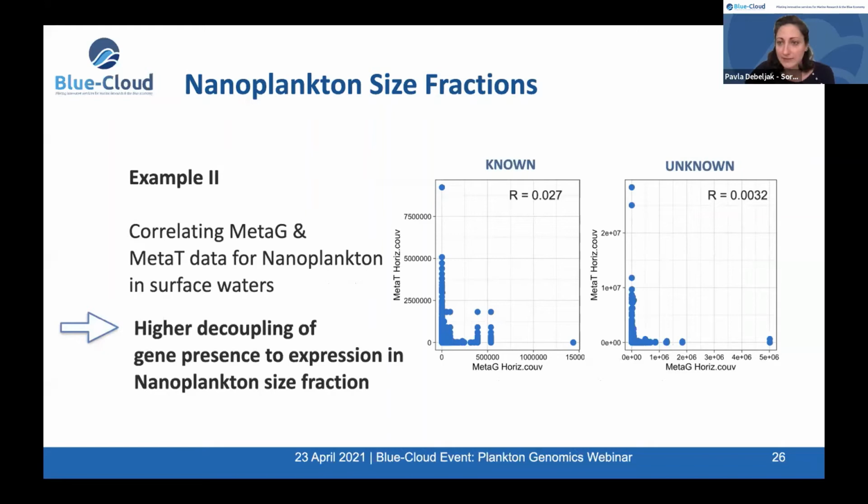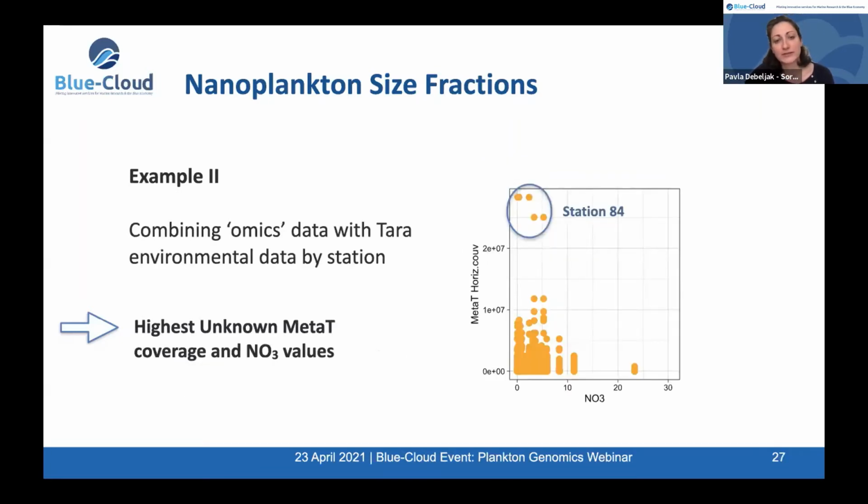So again, this is another point where this can be done for all size fractions, all depth layers, all different datasets to identify what is of interest for a specific plankton group. And we can then add, for instance, in the Tara data, the environmental data. So you can easily plot any kind of horizontal coverage with the metatranscriptomics or metagenomics against any of the environmental parameters. So whether nitrate or phosphate, temperature or silicate, whatever is of interest for the specific group.